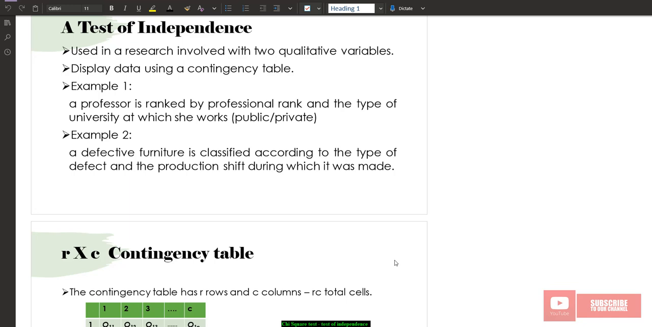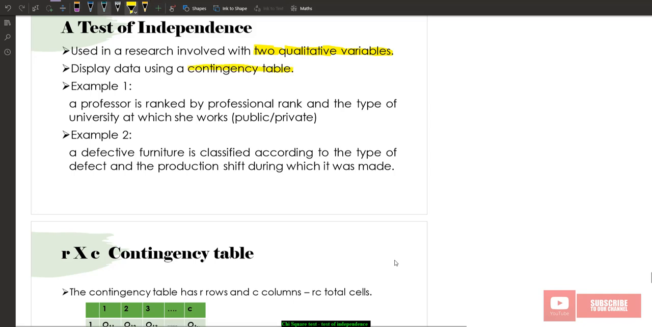So today we're going to continue on our syllabus, chapter number 4, still under chi-squared test. This is the last part of the chi-squared test, which is the test of independence. The test of independence is used in research involving two qualitative variables. Basically, in a chi-squared test, we are dealing with categorical variables. With two qualitative variables, we display data using a contingency table.